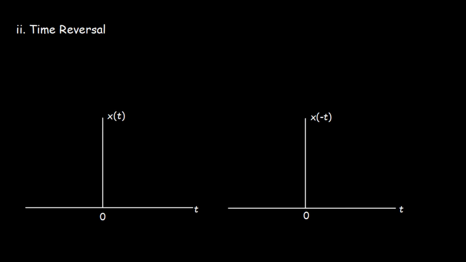The second transformation of the time axis that we will discuss now is time reversal. Time reversal means, given a continuous time signal x of t, when we do a time reversal, we are changing the value of t from positive t to negative t. So let us understand this with the help of an example. Let's say we have a continuous time signal that looks something like this.